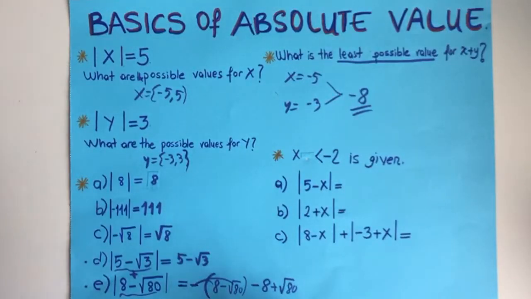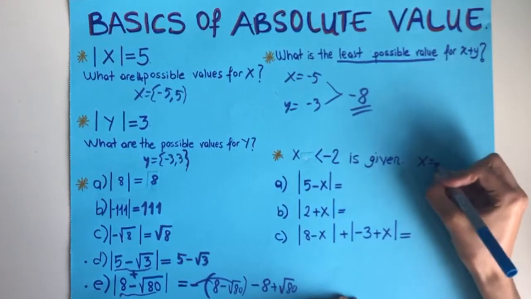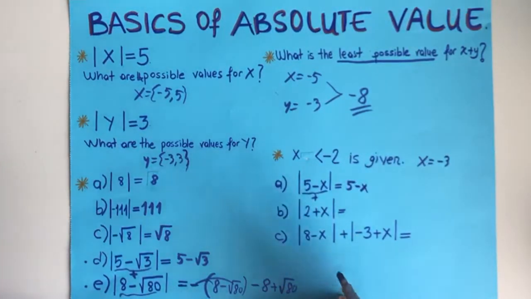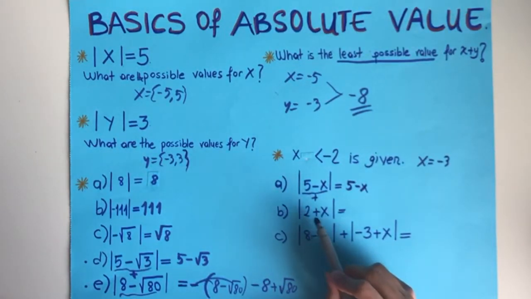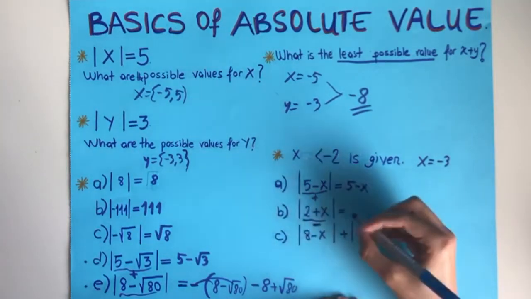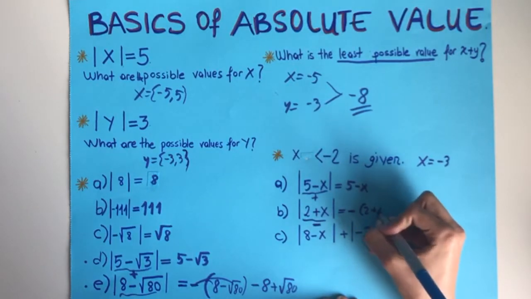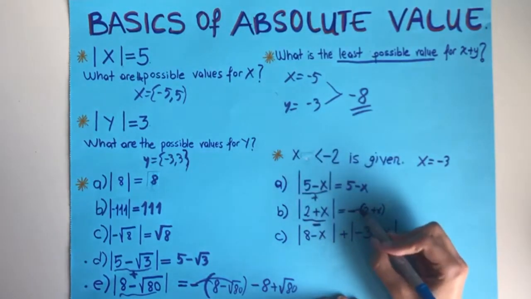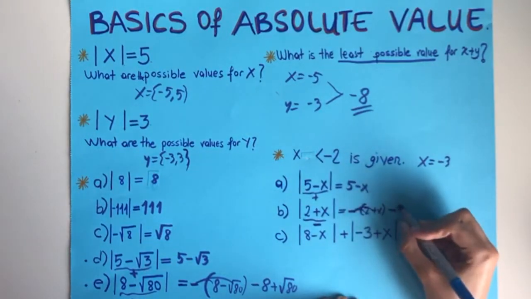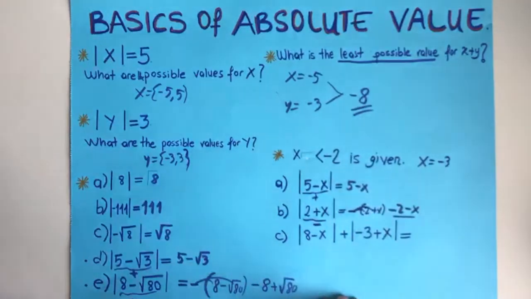So in the fifth question, x is smaller than minus 2 is given. So let's give x minus 3. In the B part, it says x minus 2. So this is a negative expression. So we write it with a minus sign in front of it. After we distribute this minus sign, we get the answer as minus 2 minus x.